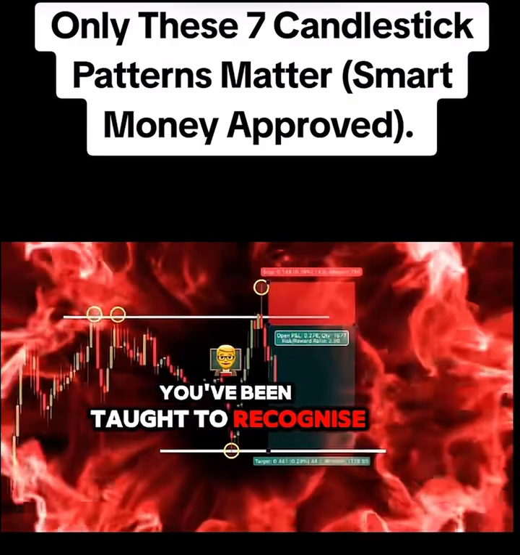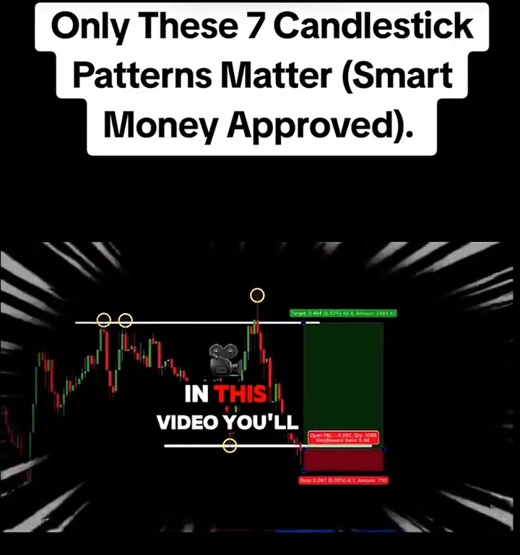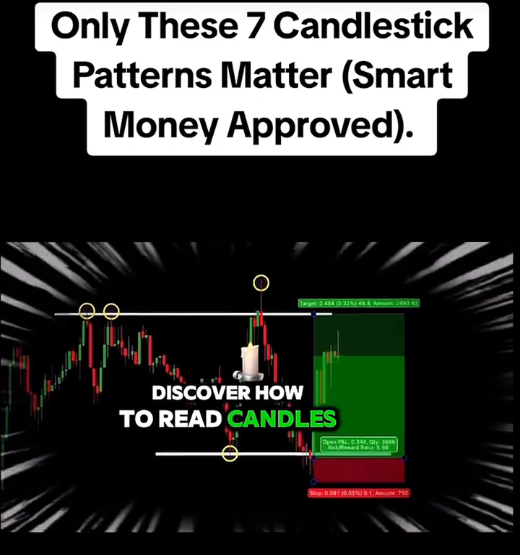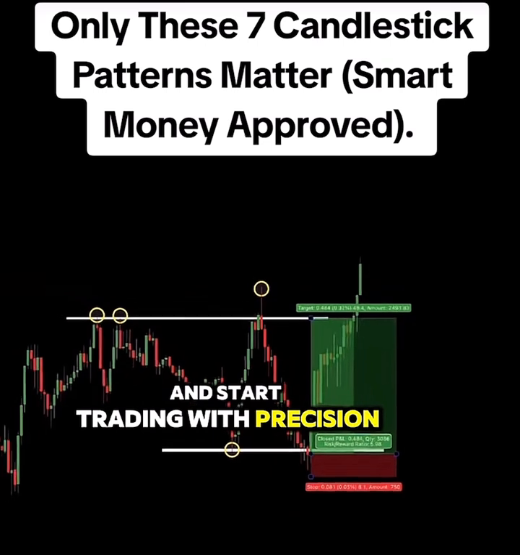You've been taught to recognize candlestick patterns, but not how smart money actually uses them. In this video, you'll discover how to read candles the way the banks do so you stop falling for traps and start trading with precision.